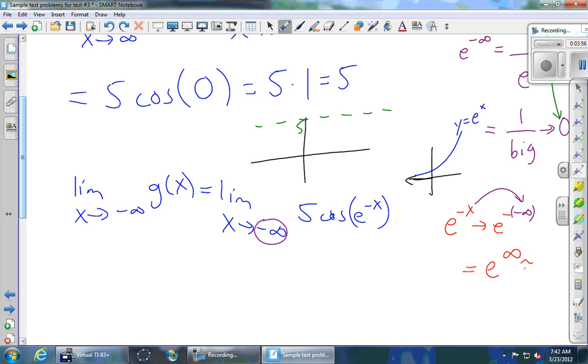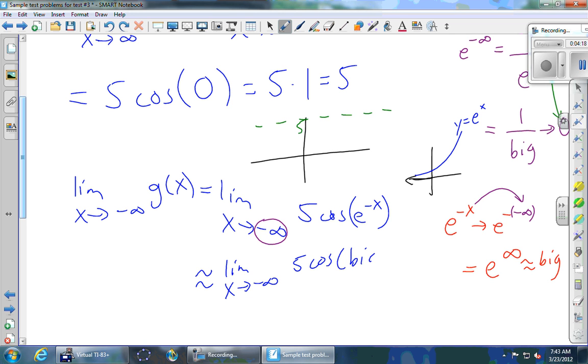I mean, it's really big. It's big fast. You can see it on the graph as well. As x goes to infinity, e to the x goes up forever. So the thing in the parentheses is really big, infinitely big. So I'm going to say this is kind of, limit as x goes to negative infinity, 5 cosine of big.